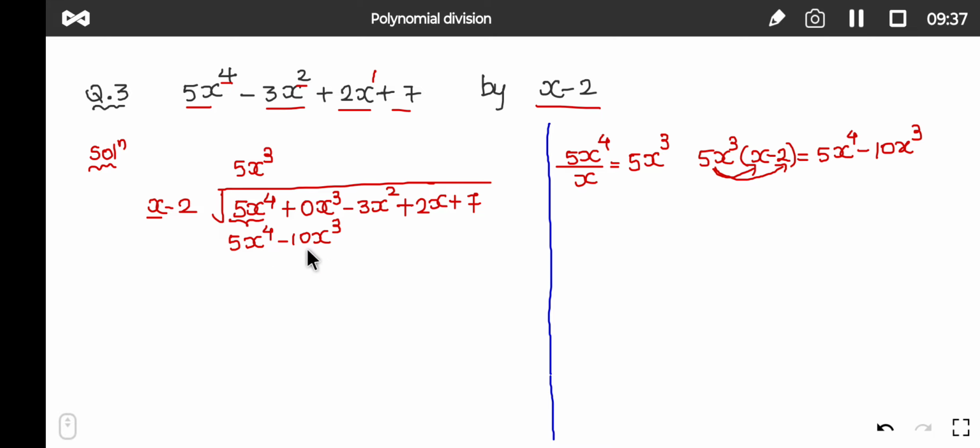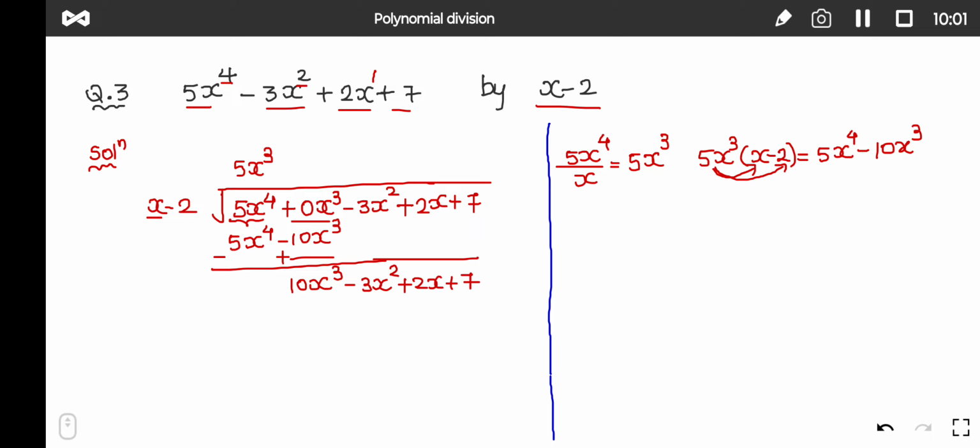Okay, now next step, change the sign. So this become minus and this minus become plus. So first term will get cancelled. Now 0x cube plus 10x cube, so that will be plus 10x cube. Okay, you have to consider the new sign. And the remaining term as it is, minus 3x square plus 2x plus 7.